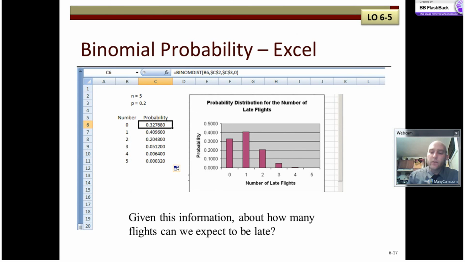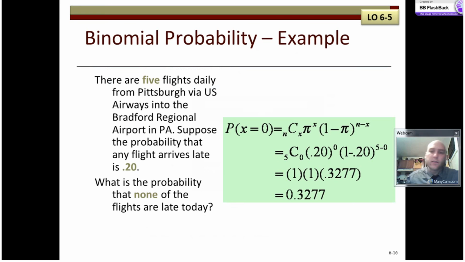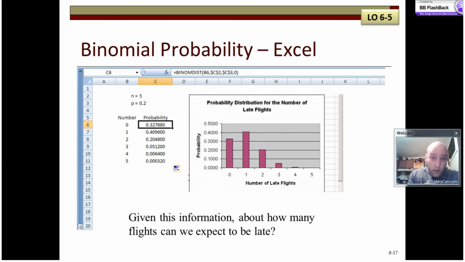If you execute it here, you see that the probability, I'll leave the arithmetic to you. This is what happens when you put that stuff in there. 5C0 equals 1. Anything choose 0 is 1. The number of successes, 0.2 raised to the 0, because we're looking for probability of success, 0.2 raised to no successes, and then the complement occurring 5 times. 0.3277. We want to look at that graphically.